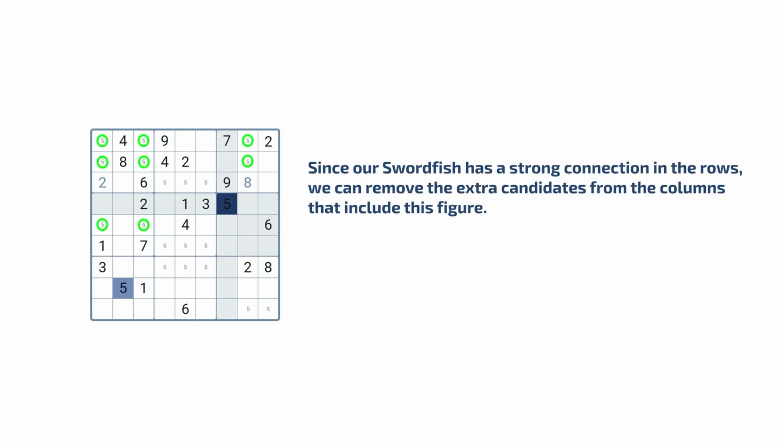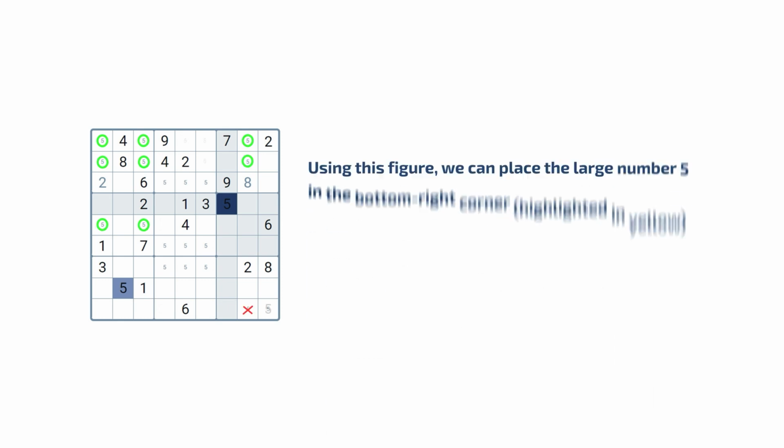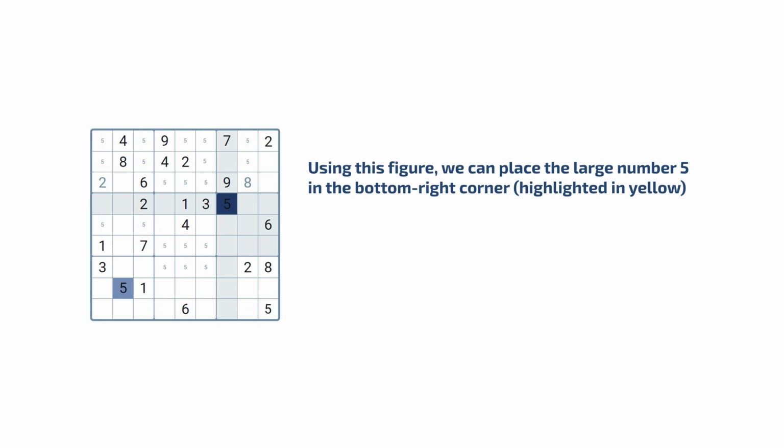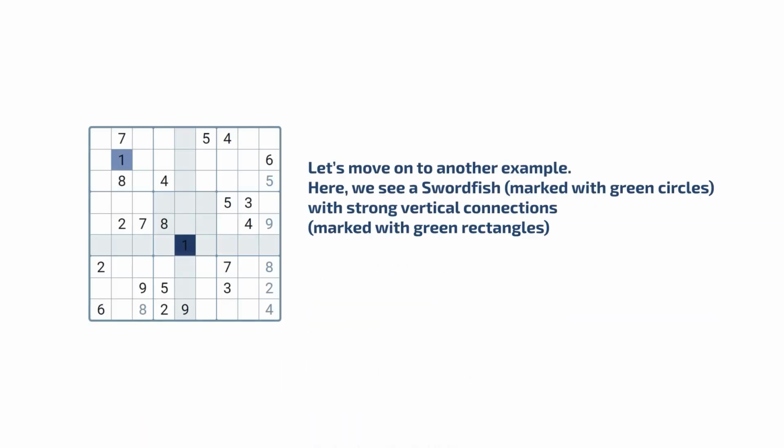Since our swordfish has a strong connection in the rows, we can remove the extra candidates from the columns that include this figure. Using this figure, we can place the large number 5 in the bottom right corner, highlighted in yellow. Let's move on to another example.